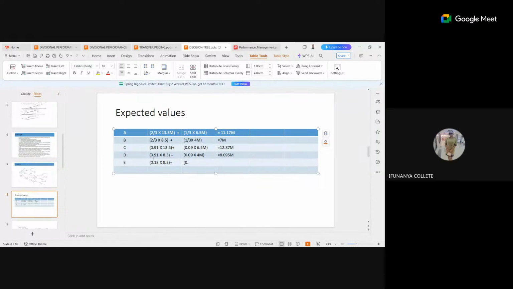Zero point 0.87 multiplied by what? M. So we have it as what? 4.585 M.